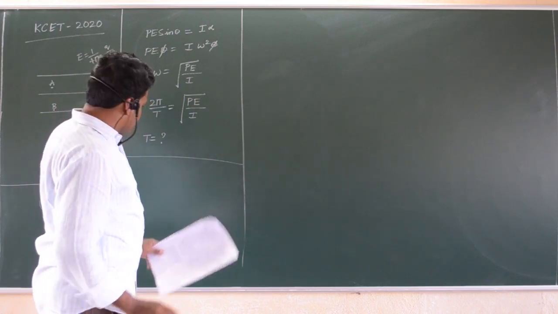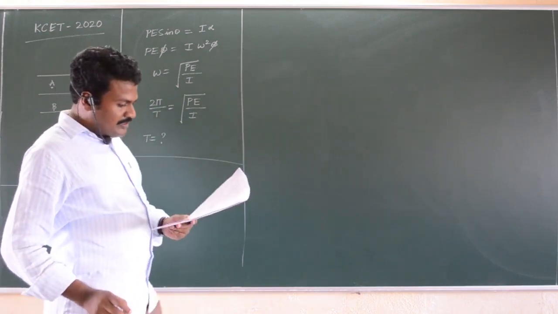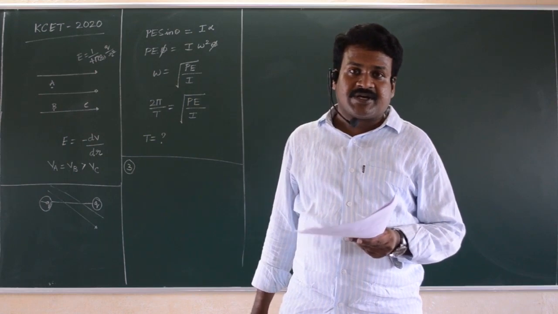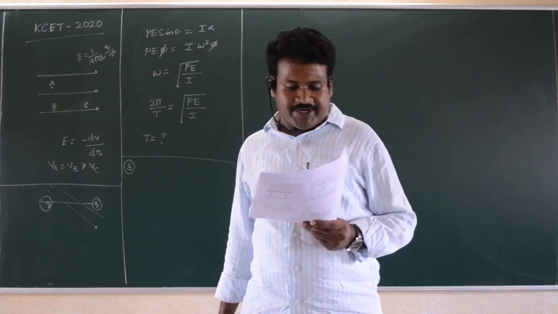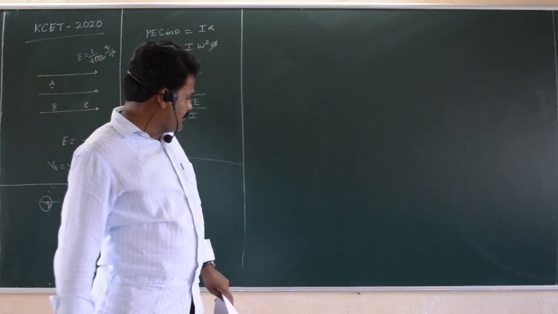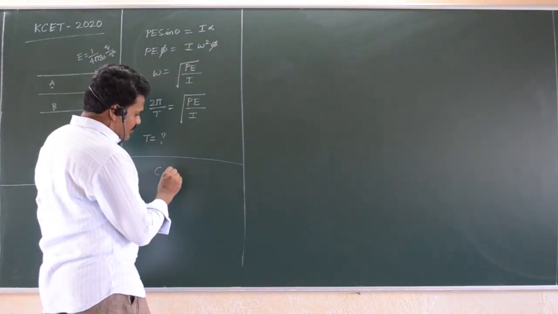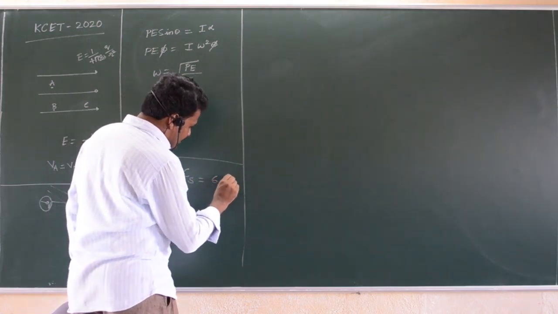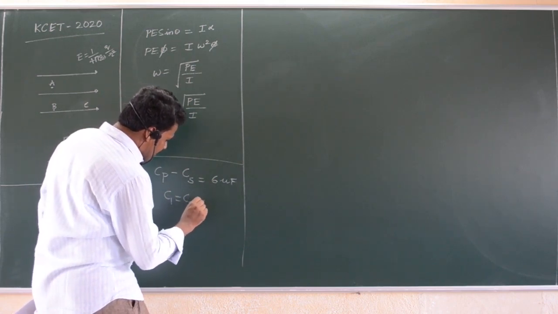Next question, question number 3. The difference between the equivalent capacitance of two identical capacitors connected in parallel to that in series is 6 microfarad. The value of the capacitance of each capacitor is? So he has given that equivalent capacitance in parallel minus capacitance in series is 6 microfarad, and that C1 is equal to C2 is equal to C, all are equal.